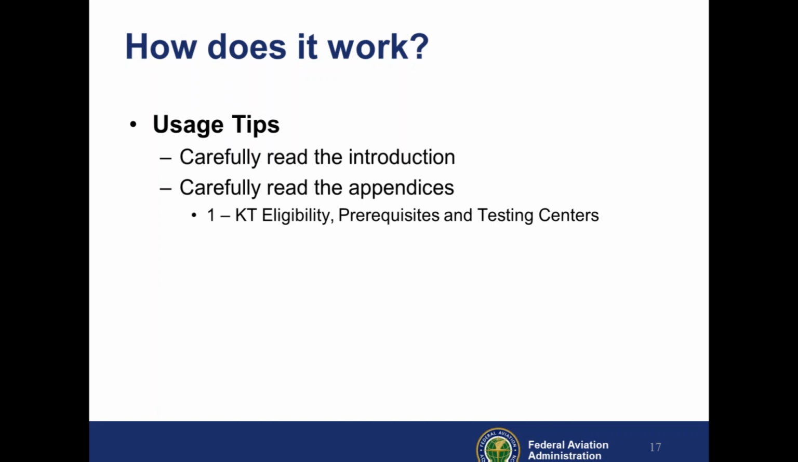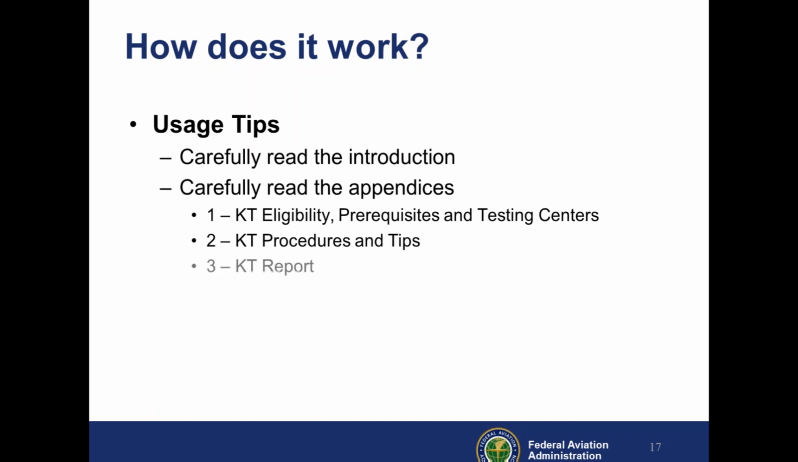So, for example, Appendix 1 is knowledge test eligibility, prerequisites, and testing centers. That one just kind of gives you a general idea of what you have to have in place to be able to take a knowledge test. Appendix 2 is knowledge test procedures and tips. There's a lot of good information in there, particularly if you'll be taking the knowledge test soon. I do want to mention a lot of this stuff isn't new. This stuff was available in various other FAA publications, but now we've pulled them all together so you have one place to find all of these.